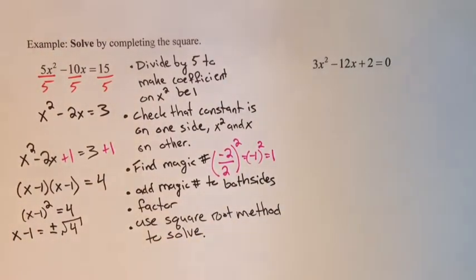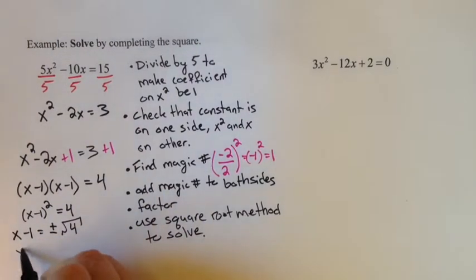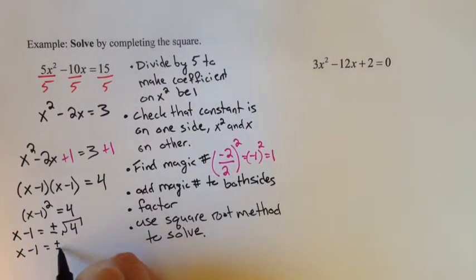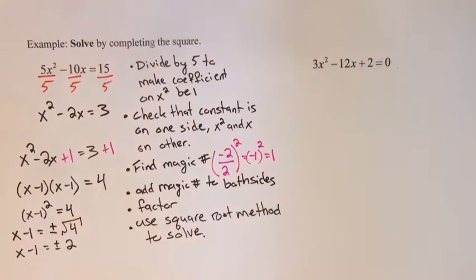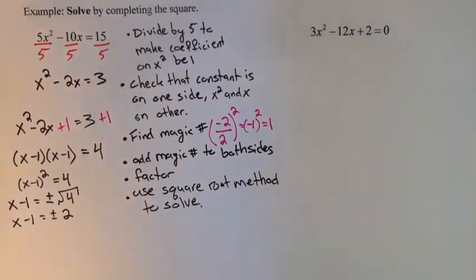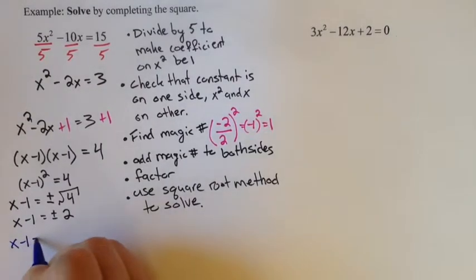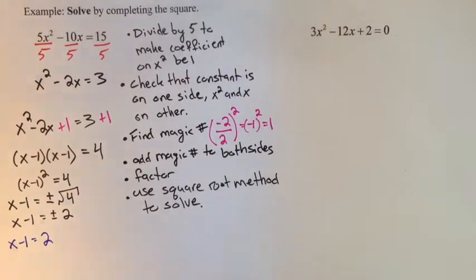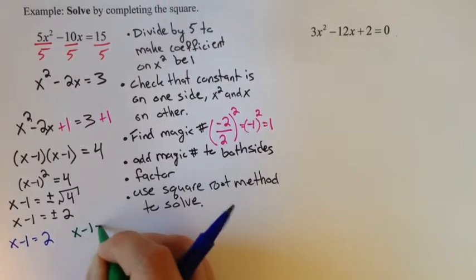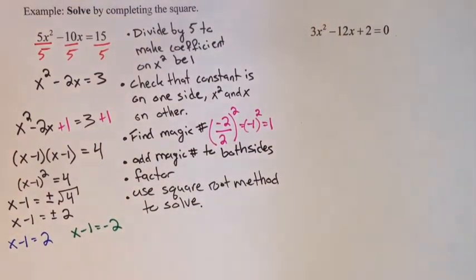However, the square root of 4 is actually a nice number, so this is x minus 1 equals plus or minus 2. Finally, I break this down to be two separate equations. I have x minus 1 equals positive 2, or I have x minus 1 equals negative 2. Then I finish solving each of those equations individually.